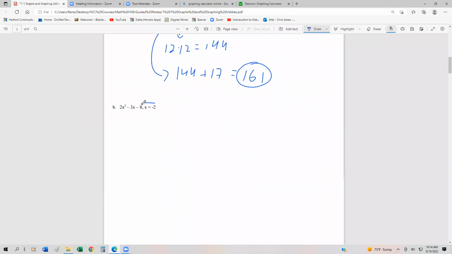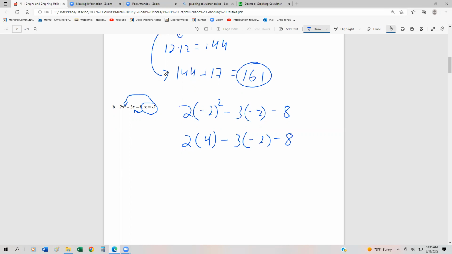Same thing down here. If we substitute -2 back in, we want to make sure we use parentheses. And we're going to substitute it everywhere that we see an x. So this is going to be 2 times (-2) squared minus 3 times (-2) minus 8. Again, our order of operations tells us to do exponents first. So this is going to be 2 times 4, since -2 times -2 is 4, minus 3 times (-2) minus 8.